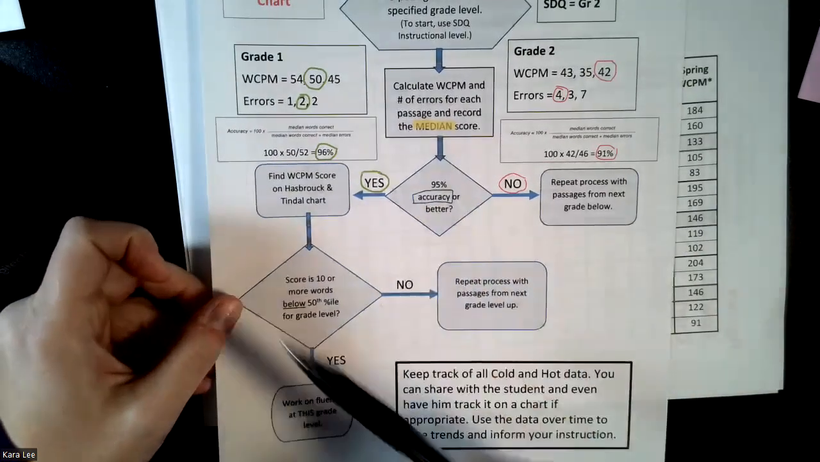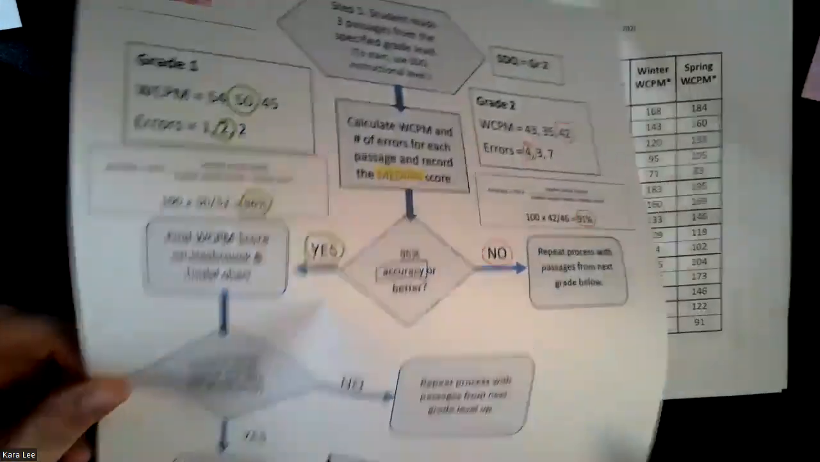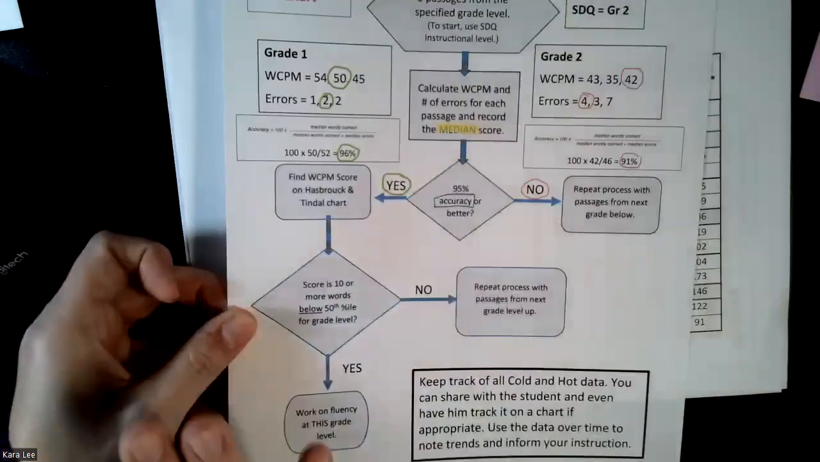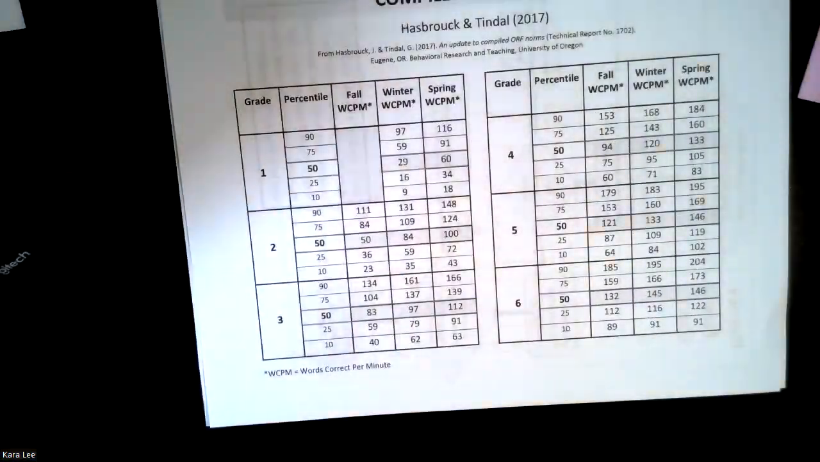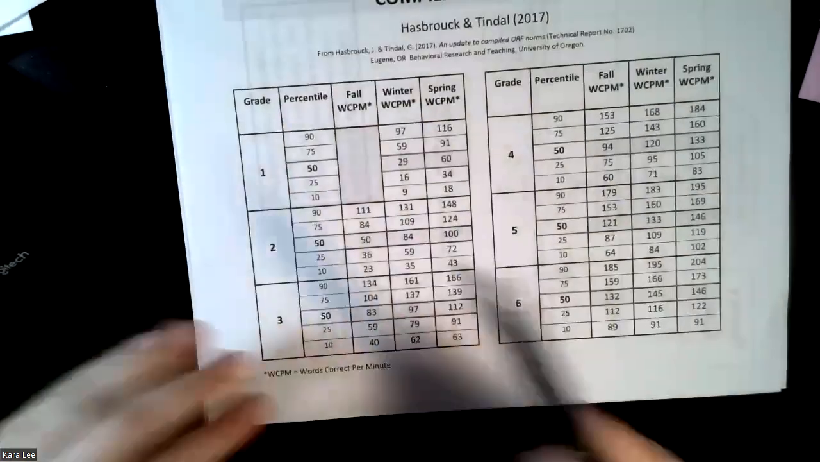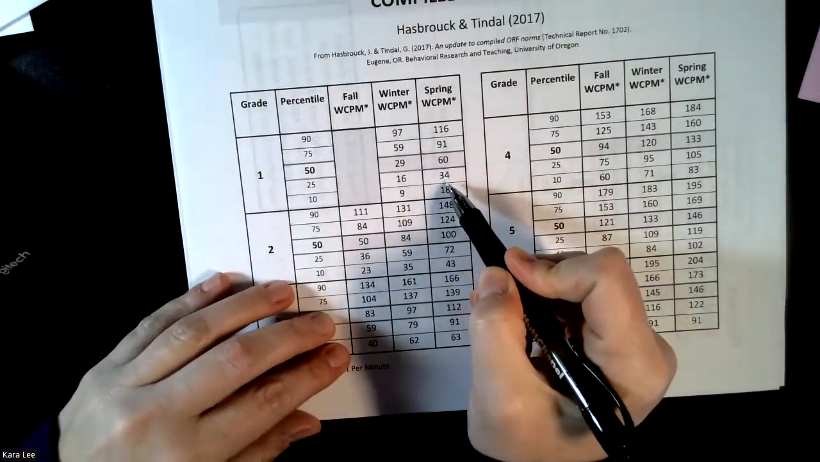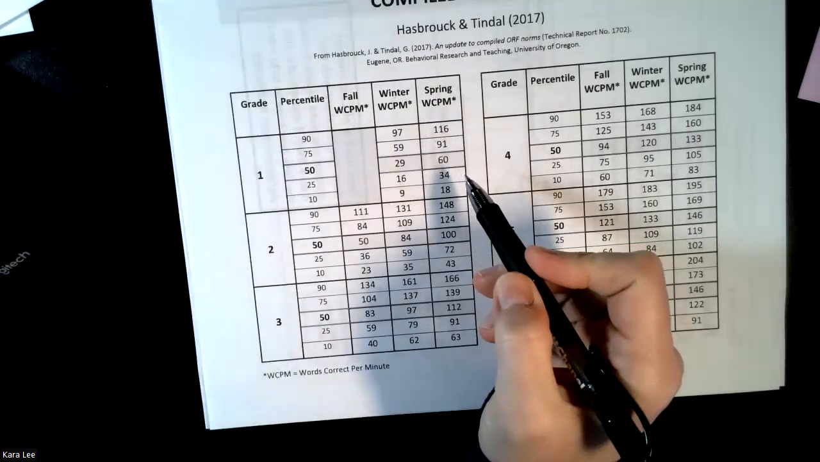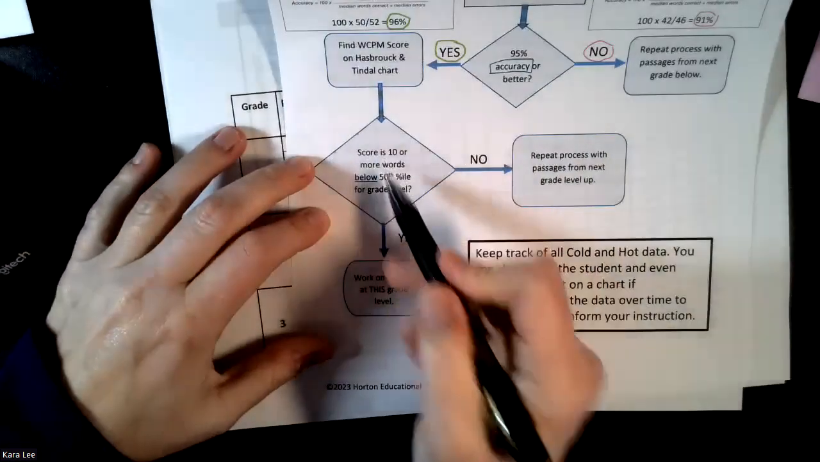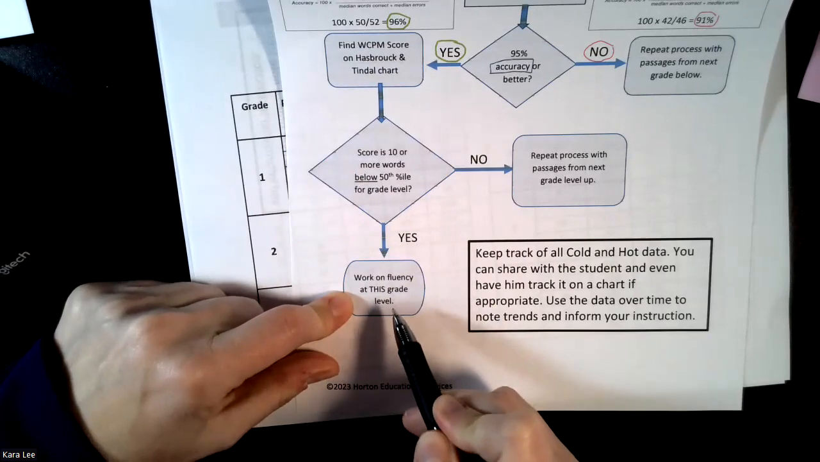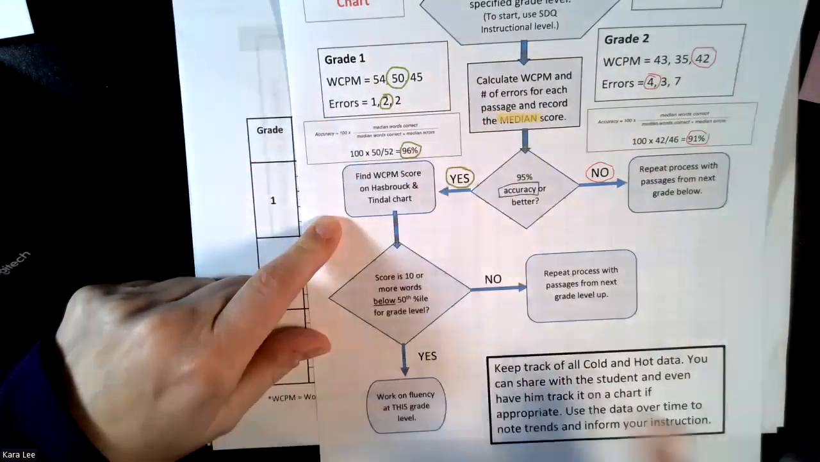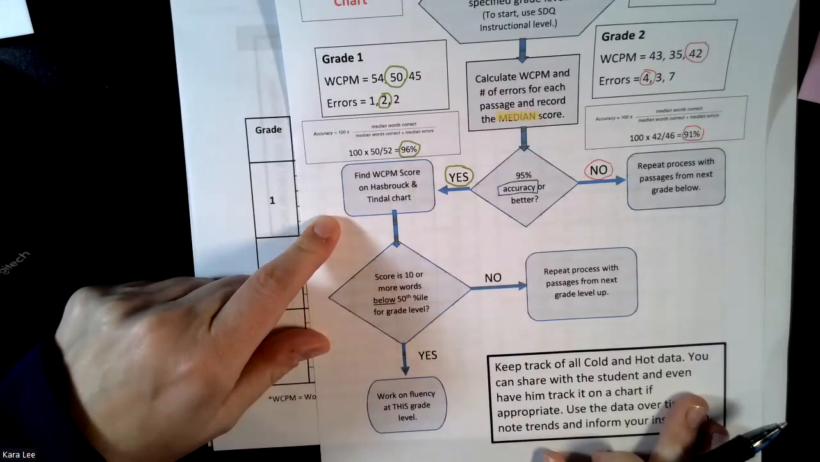Okay, so again, I can help you work through those numbers and everything with your students. Now, it's never, of course, going to work out perfectly. This is to help guide you, but our actual student was 10 or more below. So that is great. What am I going to do? So the answer to this was yes, I'm going to work on fluency at this grade level. What grade level? First. Okay.